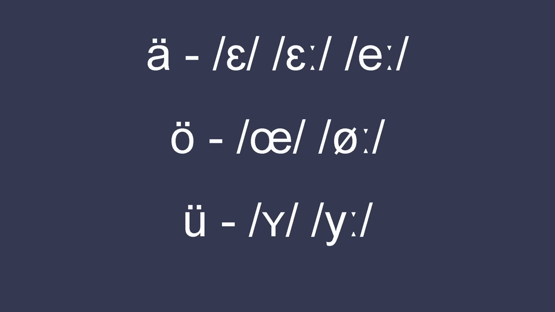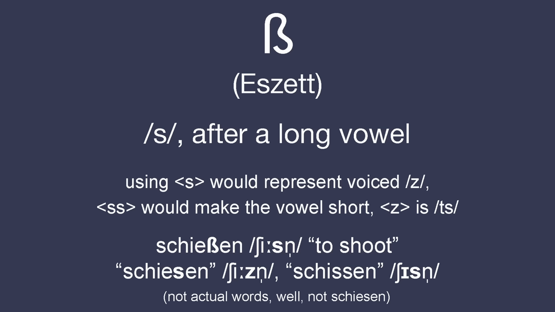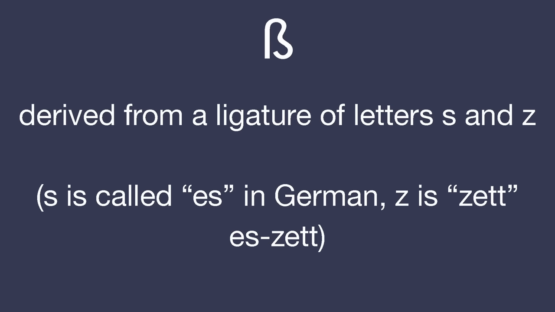German has umlaut diacritics to represent ä, ö, ü, and their short equivalents, as well as the letter ß, completely unique to German. It's used to indicate a voiceless s following a long vowel, whereas using a normal letter s would represent voiced z, a double s would make the vowel short, and z usually represents ts, not z. The letter derived from a combination of s and z, reflected in its name, ess-zett.